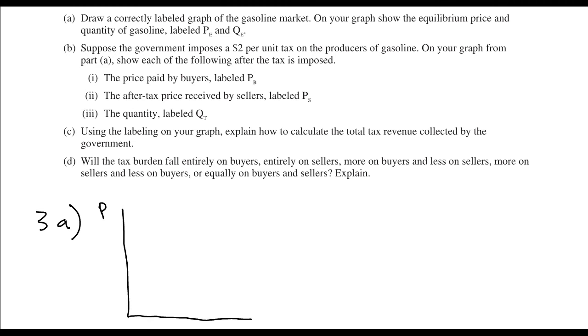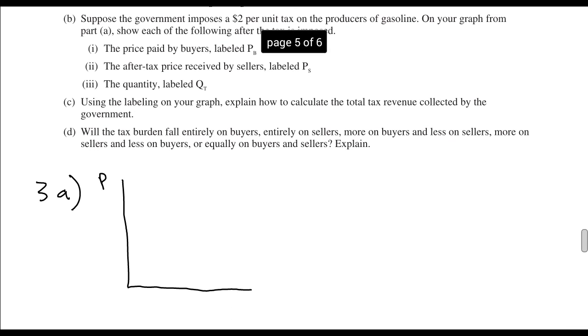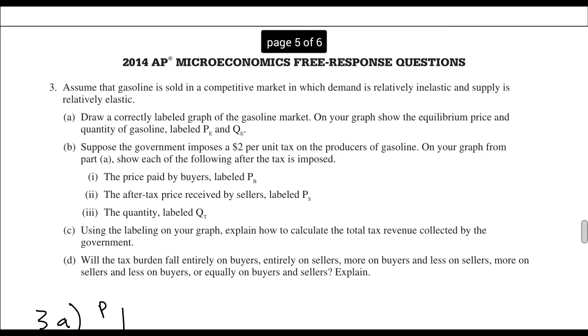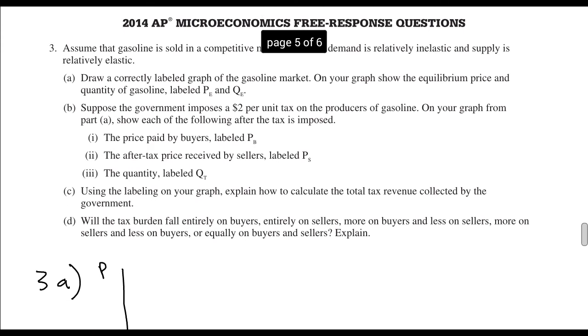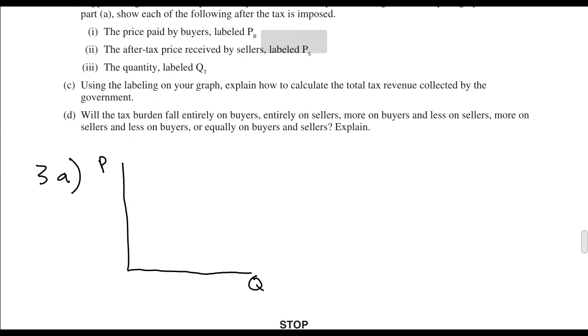Always price on the y-axis, quantity on the x-axis. It did say that demand is relatively inelastic, which I guess makes sense for gasoline. People pretty much buy it anyways, so it's going to be not a perfectly vertical line, but a fairly vertical one. And I know slope doesn't equal elasticity, but they're really closely related. So there's our relatively inelastic demand, and supply was relatively elastic, so I'm going to make it a little more of a horizontal looking line there and label that supply.